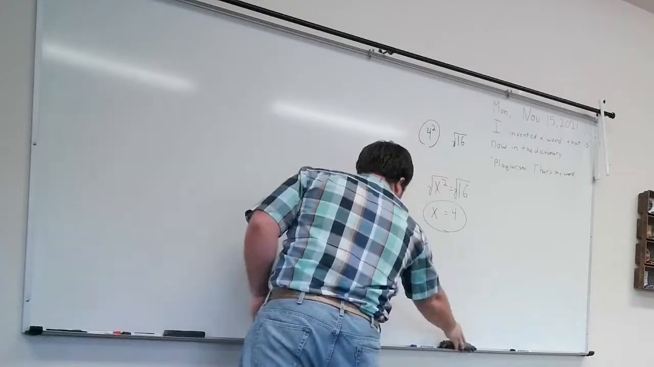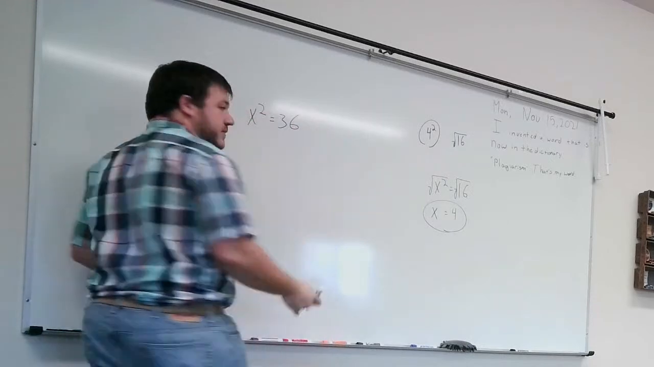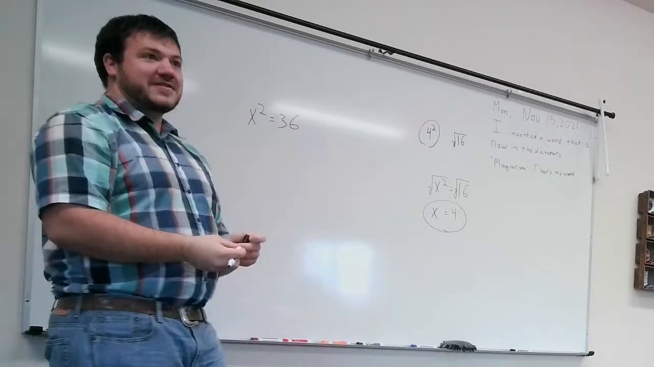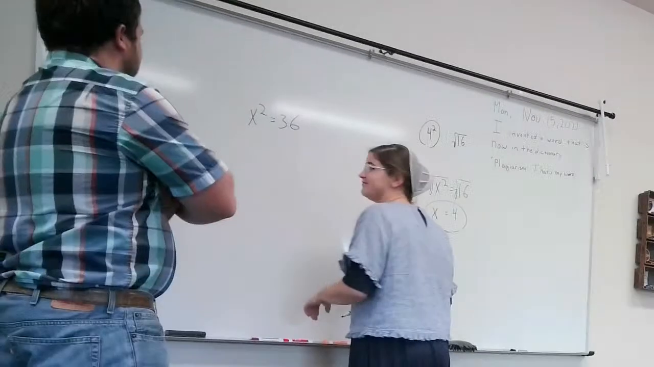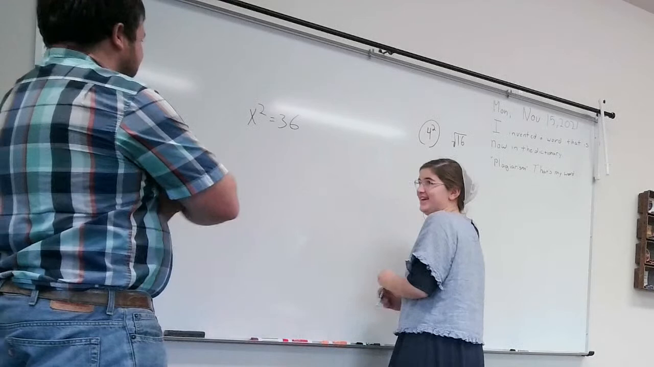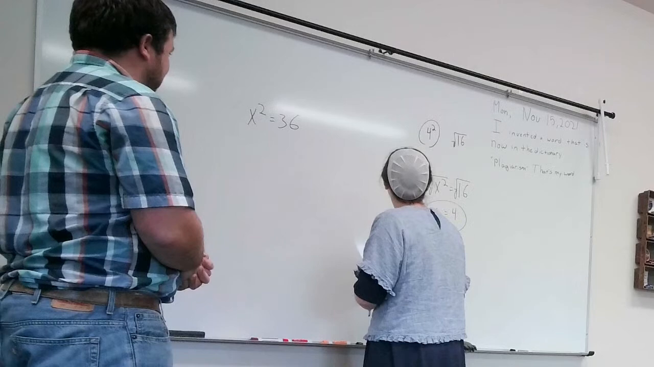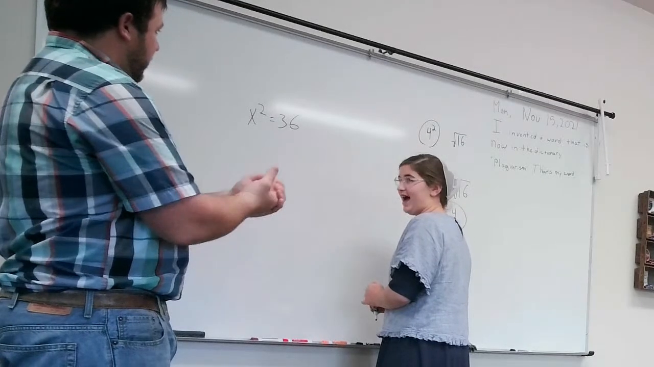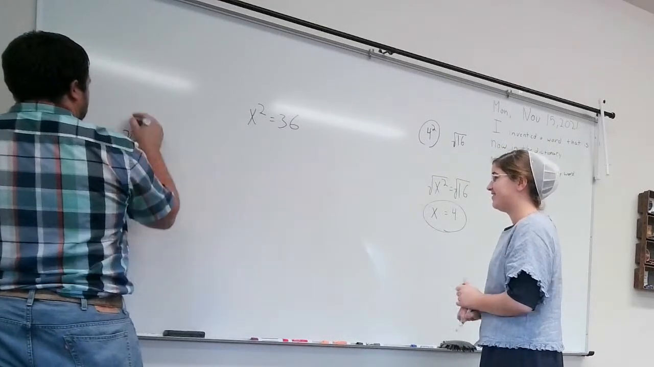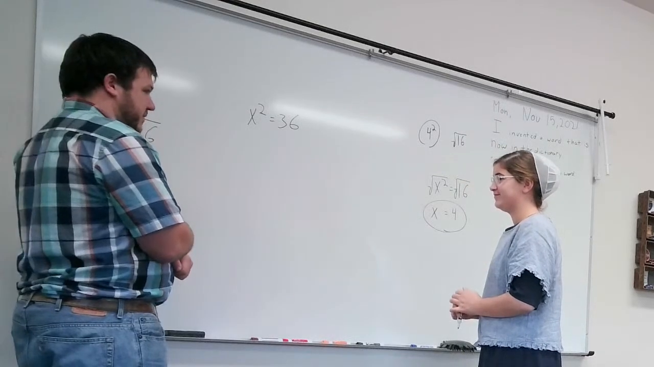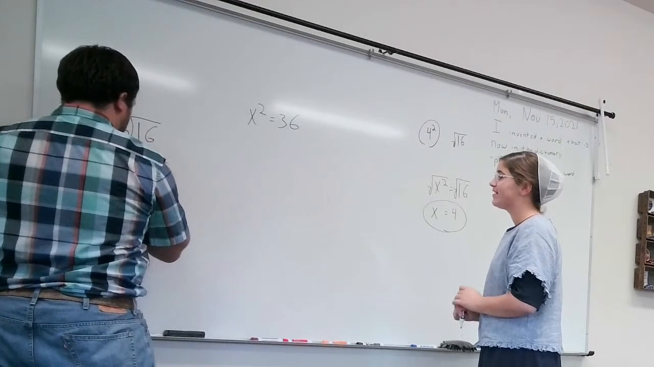X squared equals 36. All right, hang on, come up here. How do you get rid of a square? If you were to look at this number right here, what would you call that? Square root of 16 is 4, right? So this is simplified.